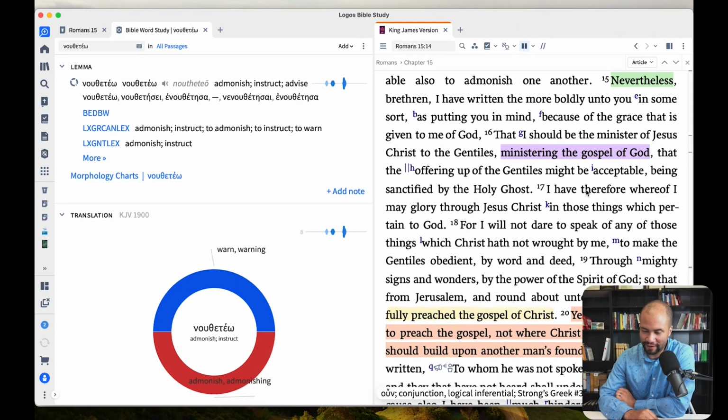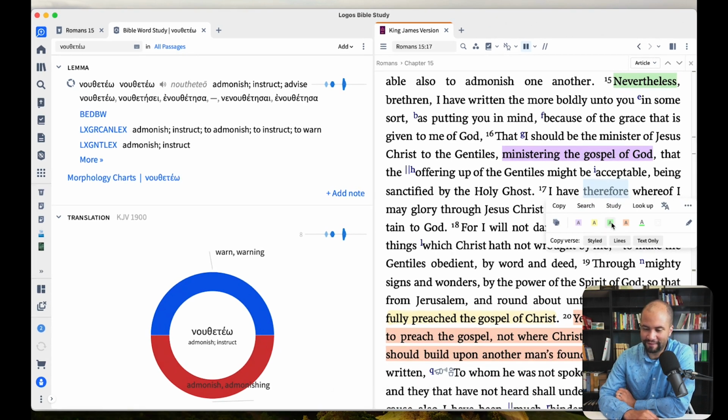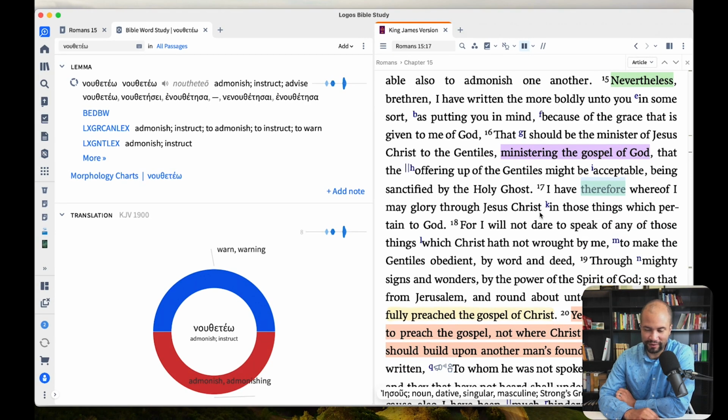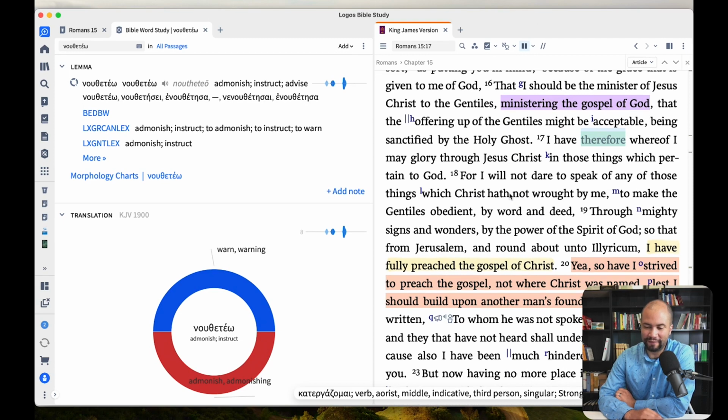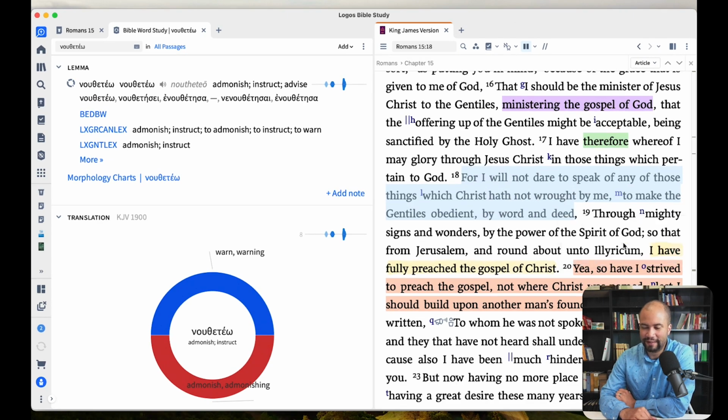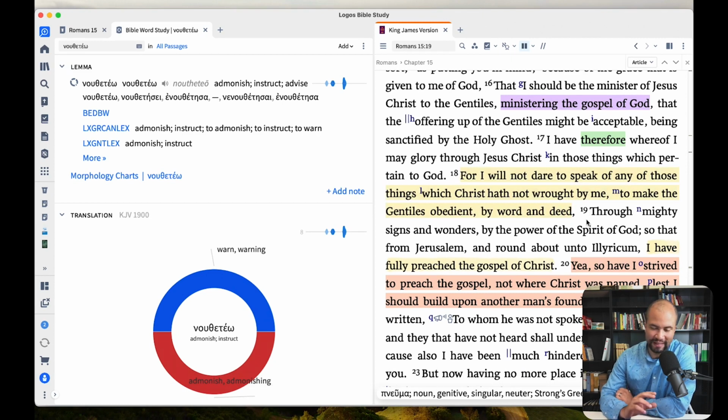He says, "I have therefore"—these are key words—"I have therefore whereof I may glory through Jesus Christ in those things which pertain to God. For I will not dare to speak of any of those things which Christ hath not wrought by me, to make the Gentiles obedient by word or deed." This is really a key sentence. This is why I believe he hit on Christian liberty.